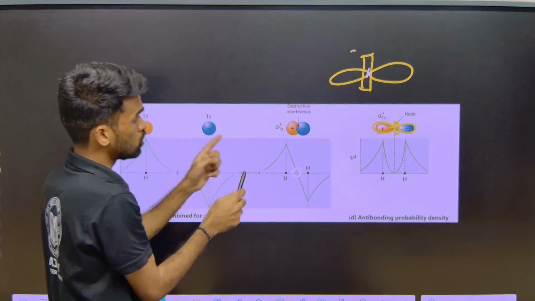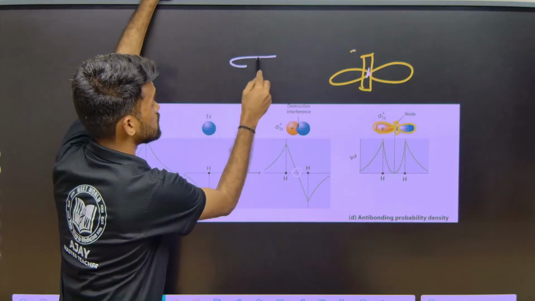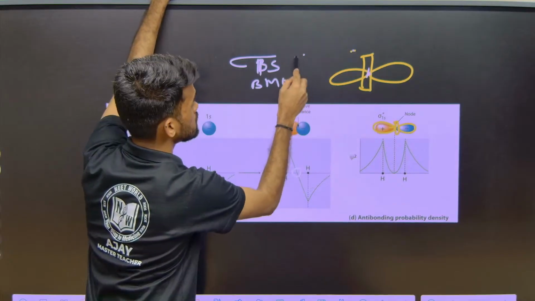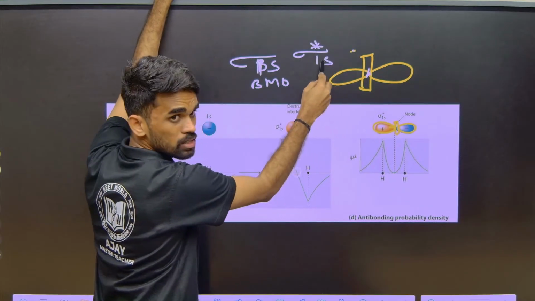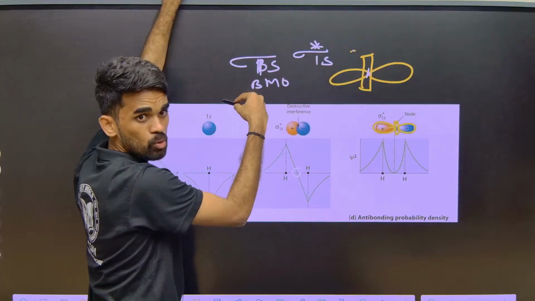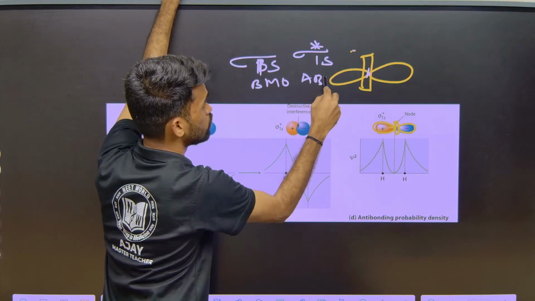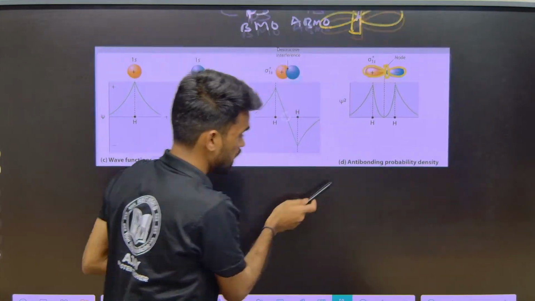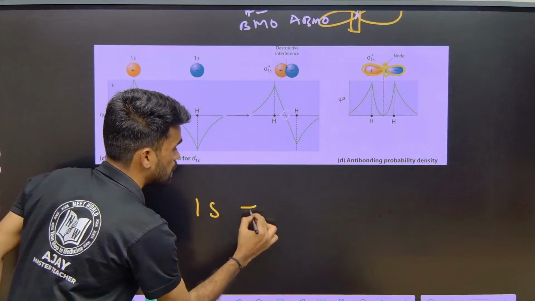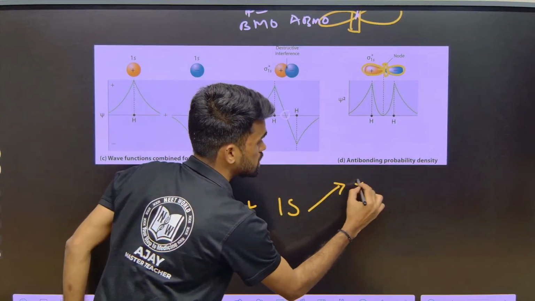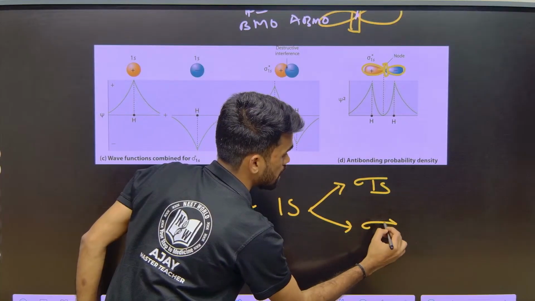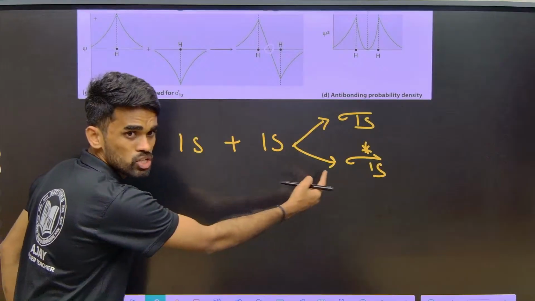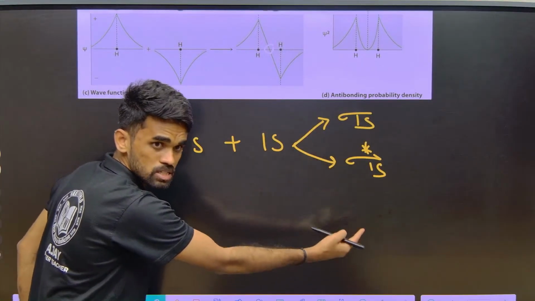Okay. Yeah. So that is formed, BMO, sigma 1s I have mentioned. This means BMO. Here it is sigma star 1s I am saying. So star represents what? Antibonding. So this is ABMO, you can answer. Okay. Now like this, for every orbital, for 1s, when two 1s atomic orbitals are combined, what are you going to get? One is sigma 1s, another one is sigma star 1s. Similarly, when 2s undergo combination, sigma 2s, sigma star 2s.